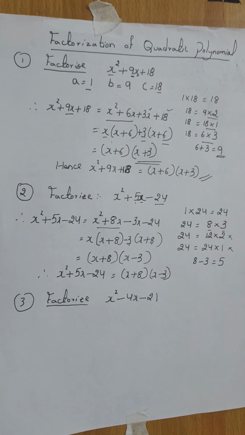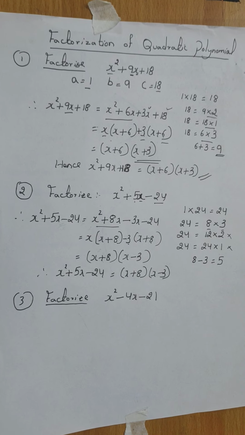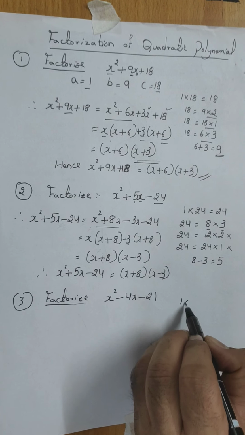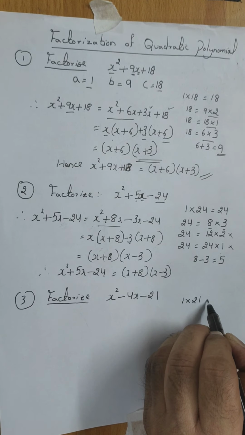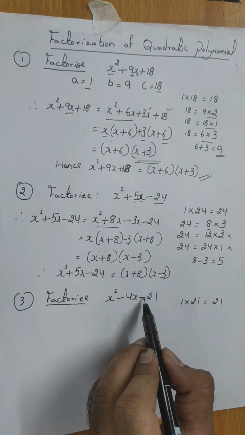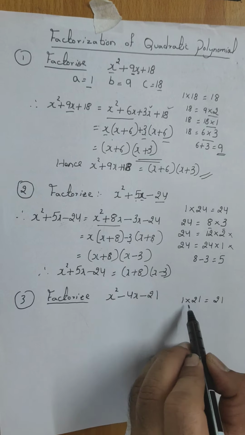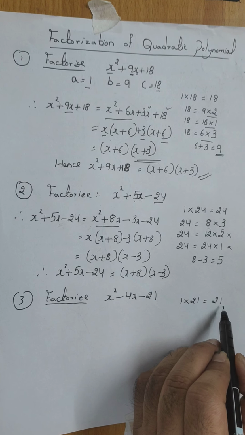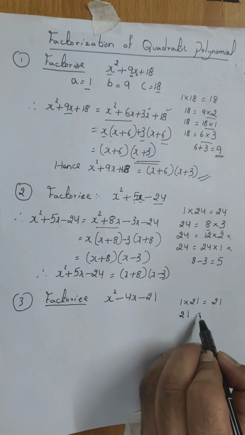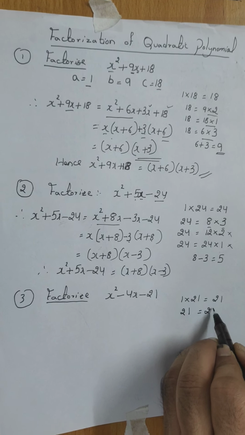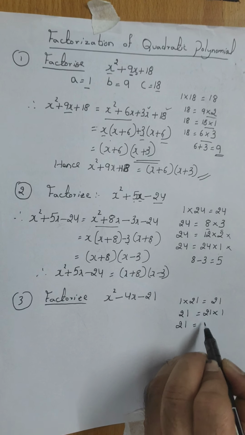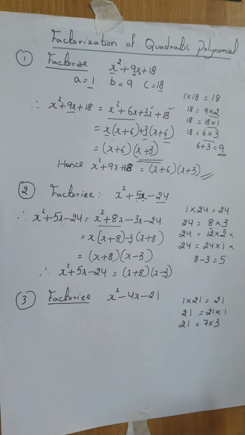So here again the coefficient of x square is 1, so 1 into 21, I'll get 21 only. Clear? Or if I put a minus sign also, that is also possible, I can put minus also, I'll get minus 24. It doesn't matter. So I can write the factors of 21: 21 into 1, or I can write 21 as 7 into 3 also.